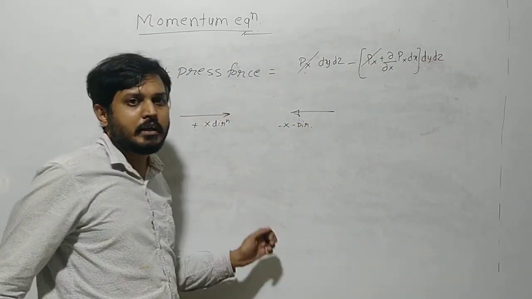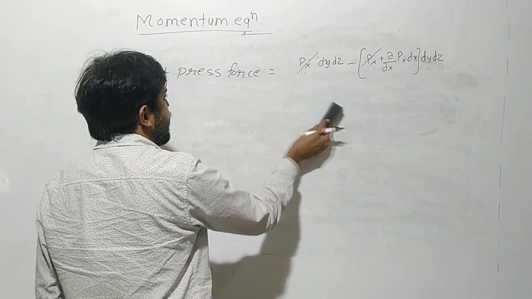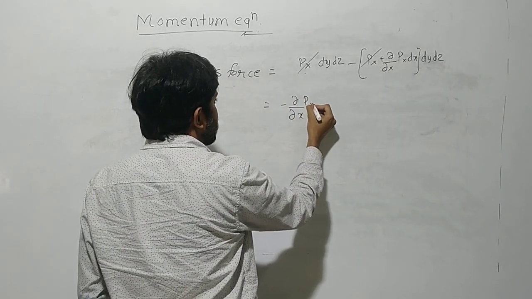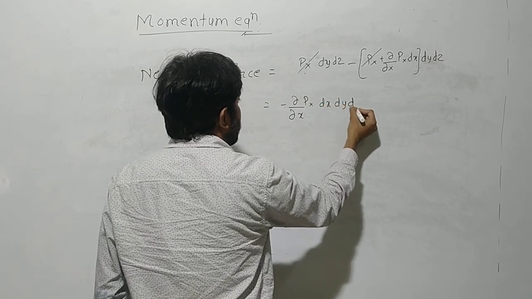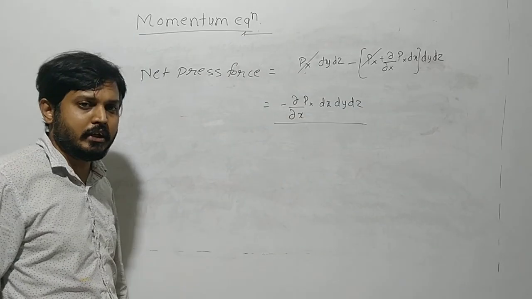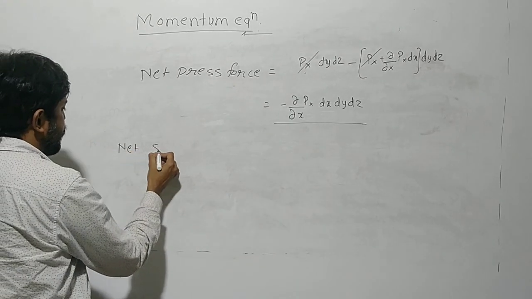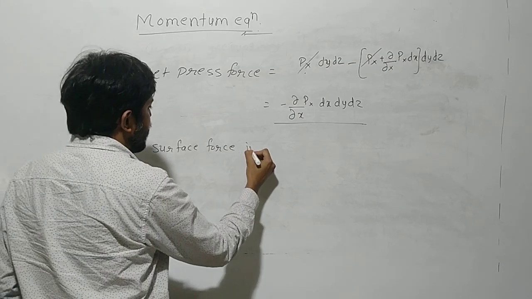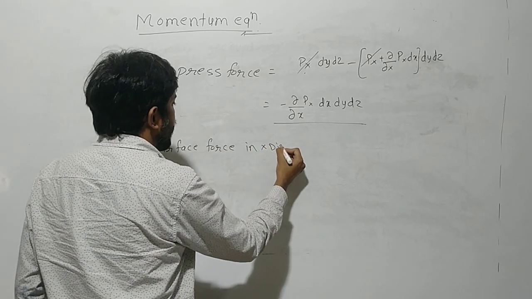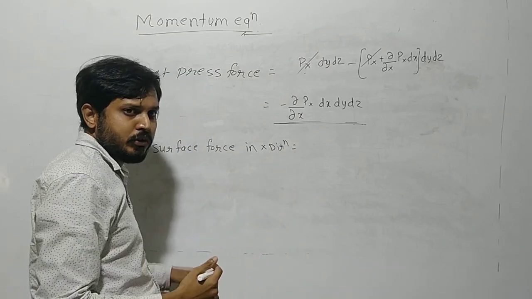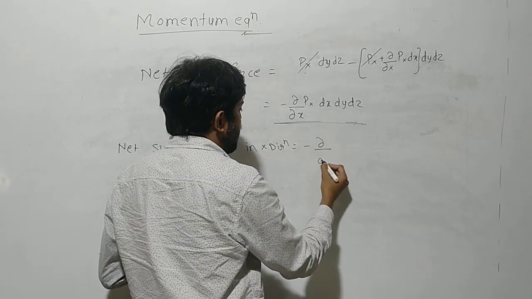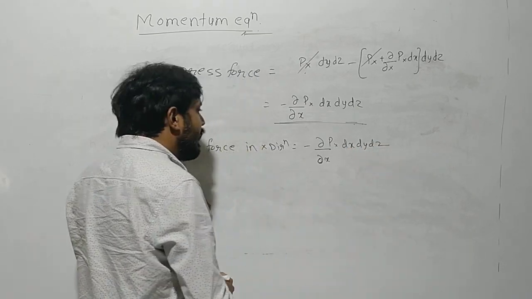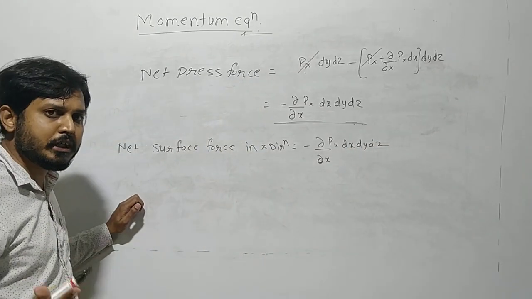So these two will cancel out. Finally, what will be remaining? Minus del by del x of px dx dy dz. So this is the net pressure force in the x direction. Similarly, the net surface force in the x direction. Because pressure force is also a surface force, I include this minus del by del x of px dx dy dz. Similarly, I have to include viscous forces also.